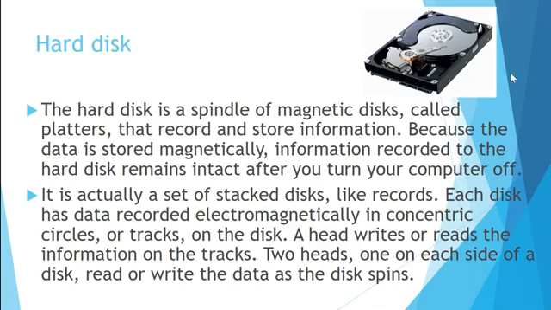Okay. How does a hard disk look? A hard disk is actually a spindle of magnetic disks. They are called records or platters, which are kept one over the other. You can see this is the platter and there are many platters kept one over the other. This is the read and write head, and there is one on the top as well as on the back side of the record. All the data on the record is written electromagnetically in concentric circles or tracks.